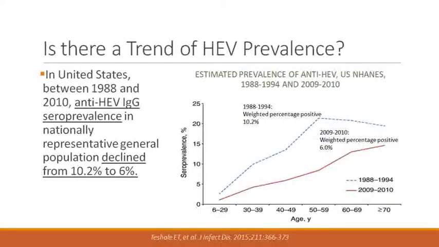What about a trend in hepatitis E virus infection prevalence? Is there a trend or not? It's very important to know whether the prevalence is increasing or decreasing in order to know how susceptible people are in the country. So in the United States, for example, between 1988 and 2010, anti-HEV IgG prevalence declined from 10% to 6%. The study was conducted on a very large number of samples, more than 10,000, and showed a statistically significant decline.